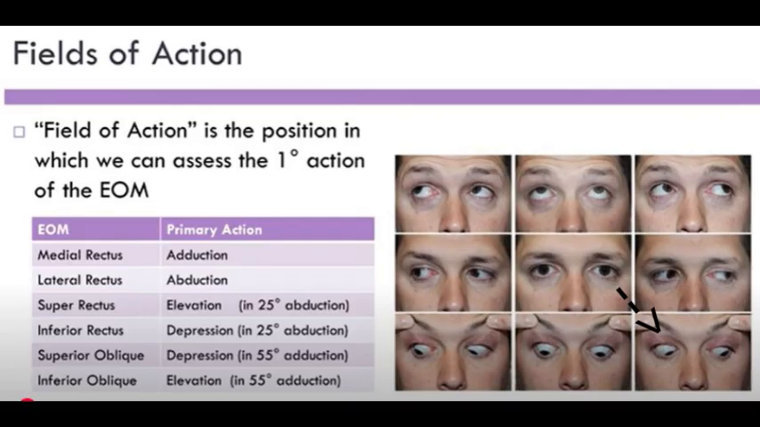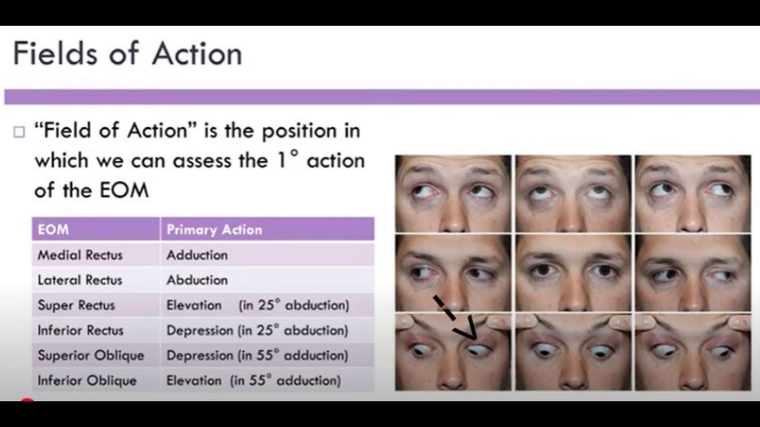This is adducted and depressed. This is the action of the superior oblique muscle. Now coming to this, this is adducted and elevated. So this is the action of the inferior oblique muscle. This is adducted. This is the action of the medial rectus muscle.